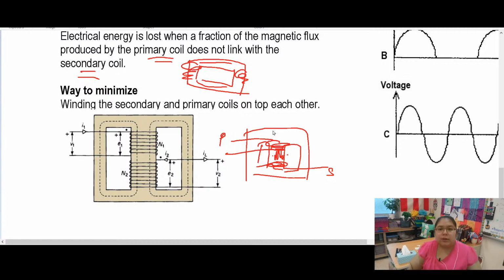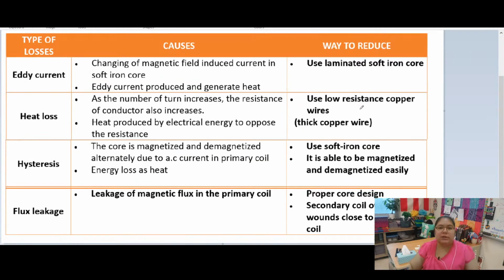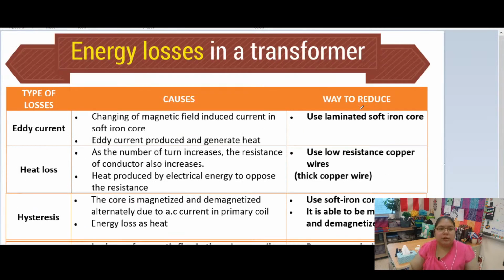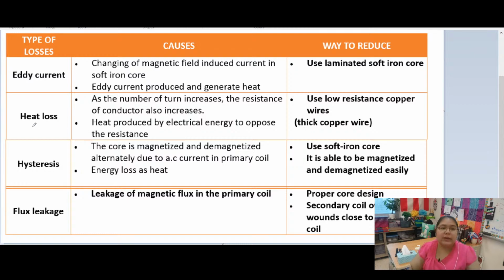Okay, this one is the same as what I showed you just now. So this one is a conclusion. Eddy current: changing magnetic field induces current in the soft iron core. Eddy current will produce and generate heat. This one is a cause from the eddy current. Then we use a laminated soft iron core. Heat loss: how is heat lost? As the number of turns increases, the resistance of the conductor will increase. So heat will be produced by electrical energy to oppose the resistance.